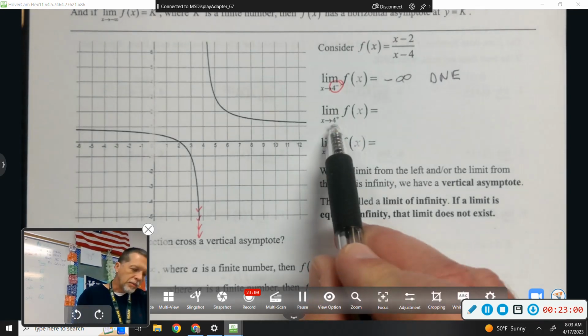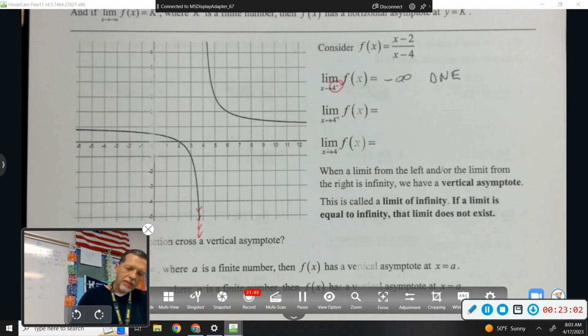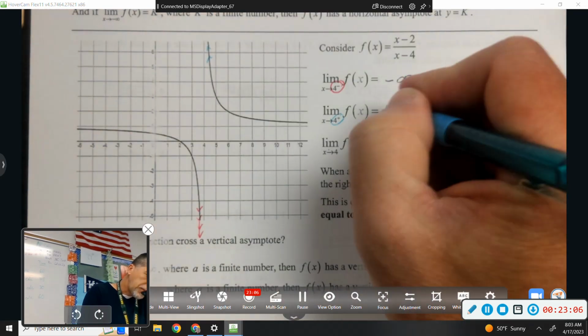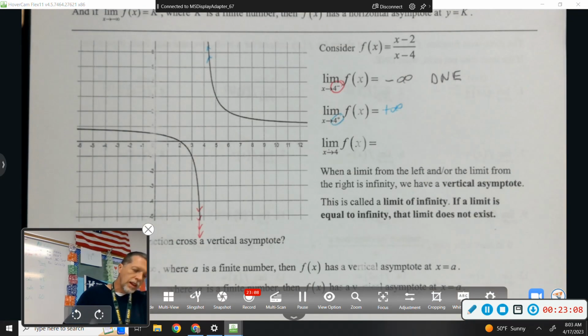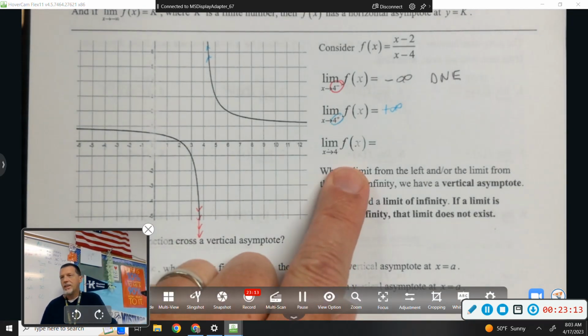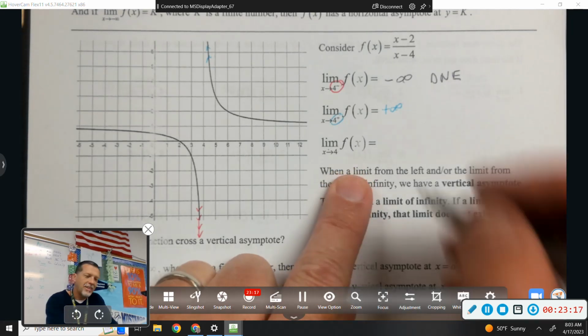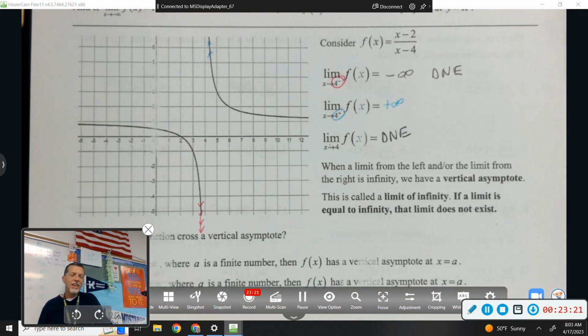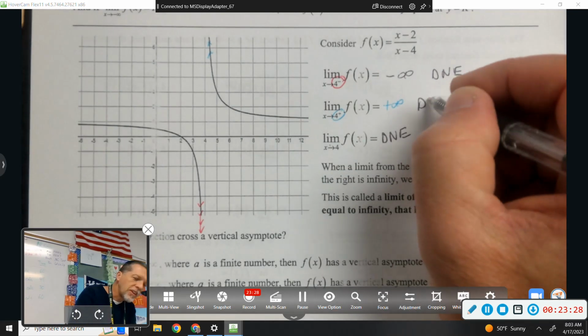How about the limit as x approaches 4 from the right? That would be a positive infinity. So the limit as x approaches 4? Definitely D and E. Yes, it's positive infinity on one side, negative on the other, D and E. So positive is not D and E? Sorry, positive infinity is also a D and E.